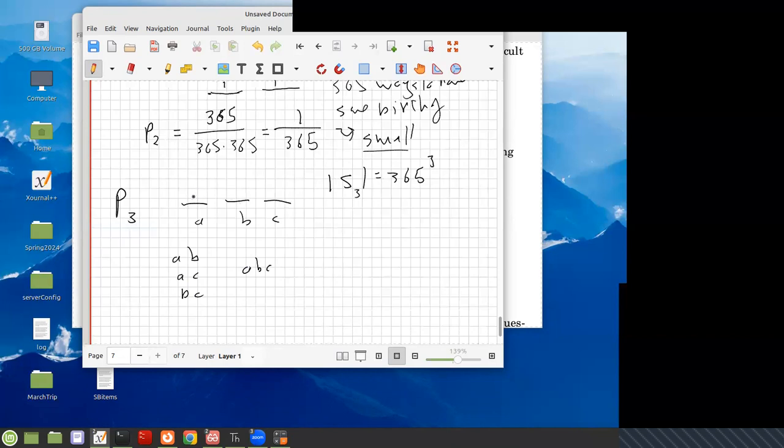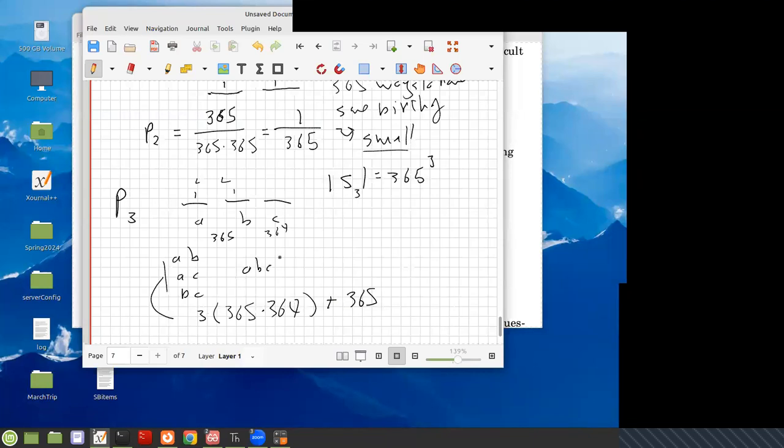So for AB, this should be like 1, 1, 2, 2. There'd be 365 ways they could have the same birthday. And if I put C here and they can't have the same birthday, there's going to be 364. So each of these three, there's going to be 3 times 365 times 364, right? Plus 365 for the one where they're all the same.